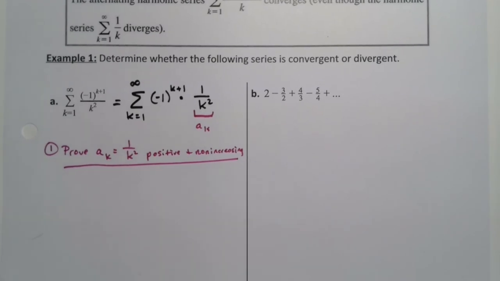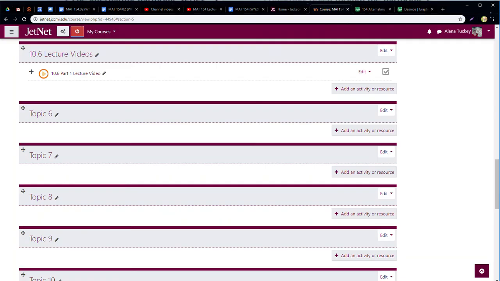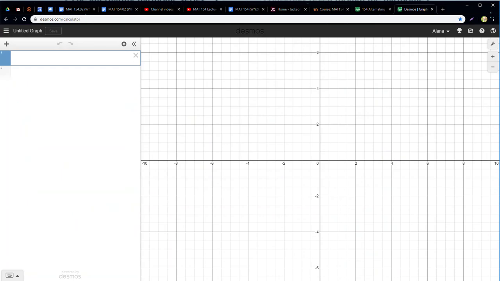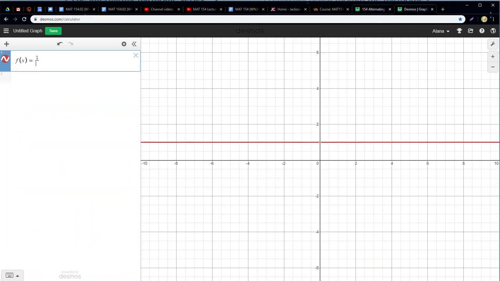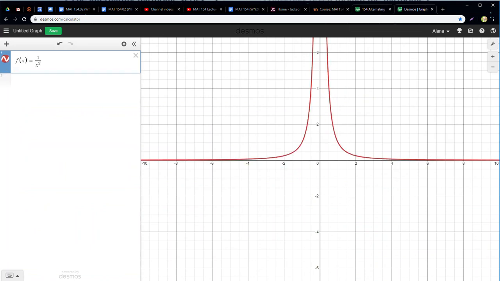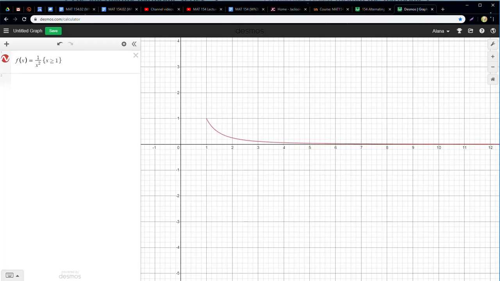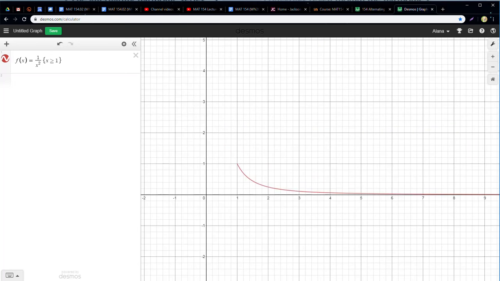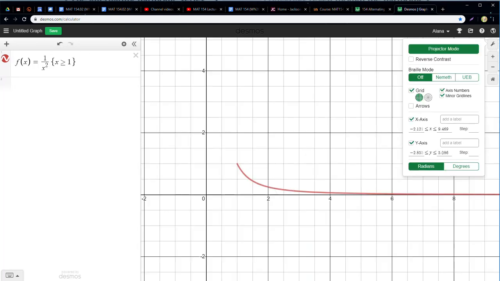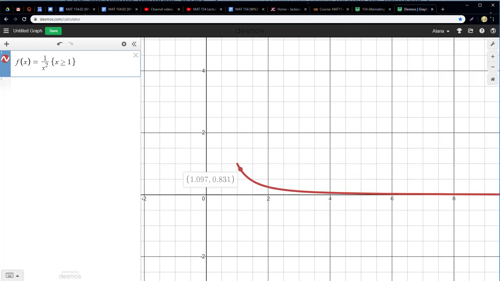Well, nothing like a graph. Graph will work. So let's pull up a Desmos graph. I'm going to graph f of x equals 1 over x squared, and of course, I'm only looking at x greater than or equal to 1. There we go. There's a graph of it. You know what that is? That is positive because it is always above the x-axis, and it is decreasing.